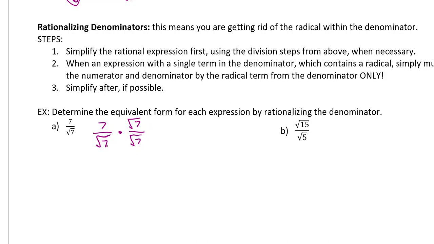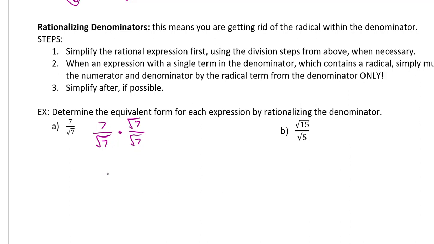But why root 7? The reason we chose root 7 is because I want to get rid of this square root in the denominator. Do you remember from above, when you multiply the square root of 7 times the square root of 7, the answer is just straight up 7? Because the square root of 7 times the square root of 7 is like the square root of 7 squared, and those cancel, and it's just 7. So that's how we rationalize the denominator: get rid of the irrational number in the denominator.